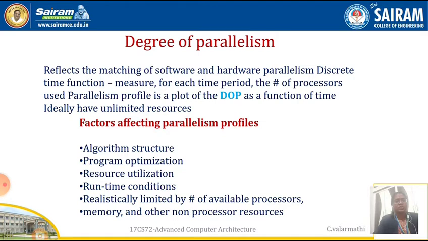And program optimization: your program should be optimized with parallel execution, and resources should be utilized effectively. And runtime condition: when you go for the runtime condition, you need to look at the speed factors. So what may be the speed factors? Memory utilization and memory availability. These are all very important, sensitive indicators of runtime conditions, when you are going to execute your program at runtime. Okay, so likewise you will have more factors affecting the parallelism profiles, right?